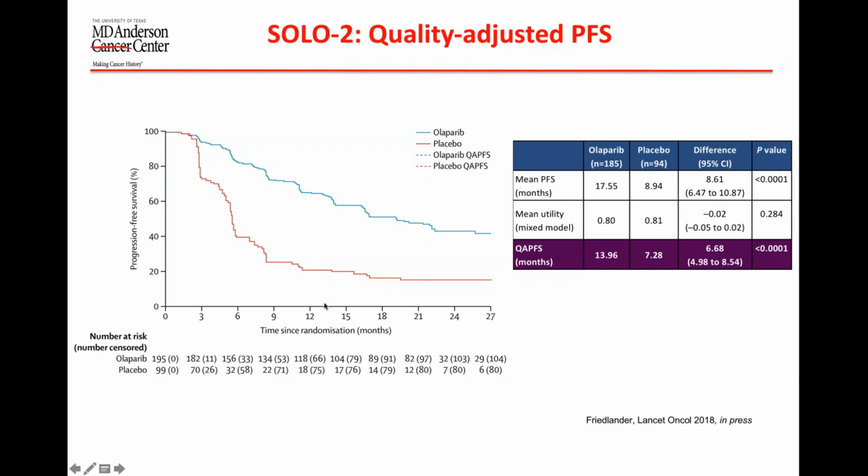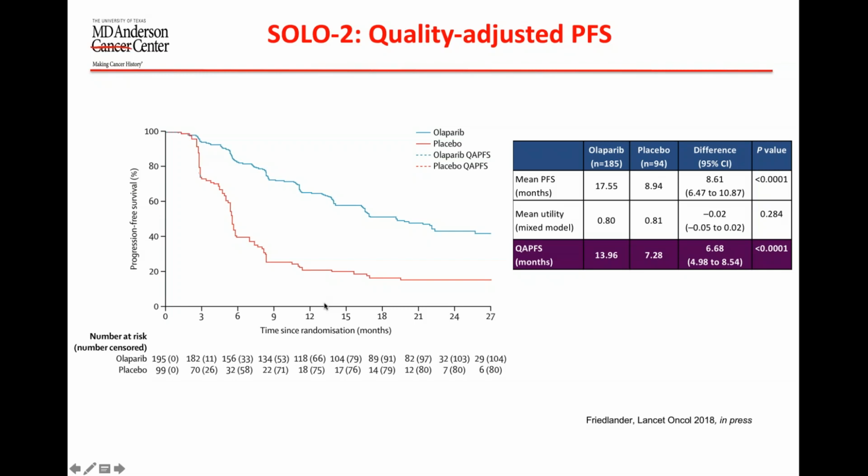I mentioned in the first-line setting that toxicity is actually quite important because, for example, with the drug pazopanib, there was a lot of toxicity, including liver toxicity and fatigue, and that really negated the benefit that we saw.